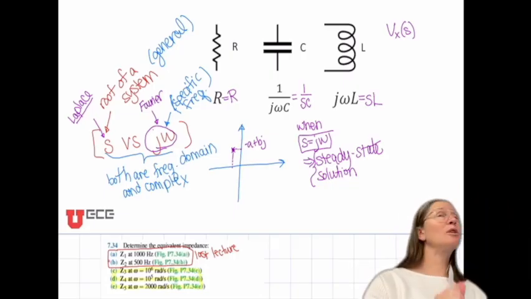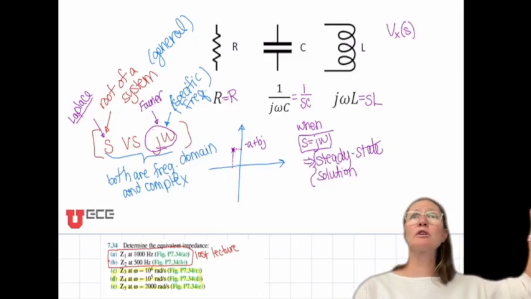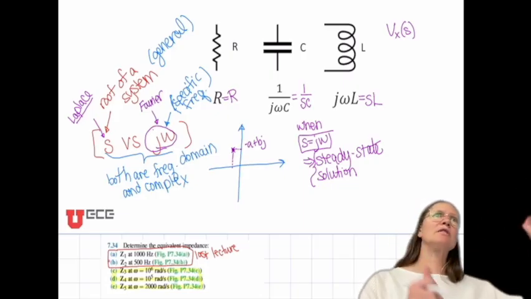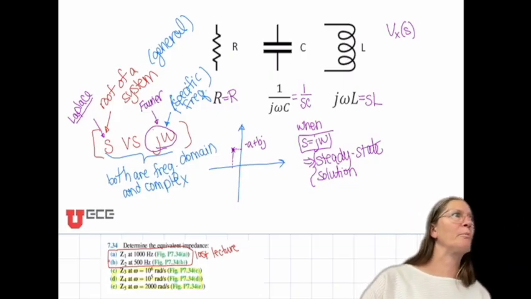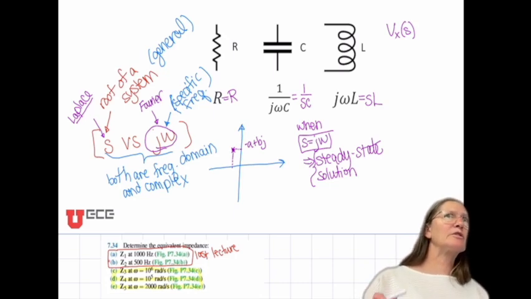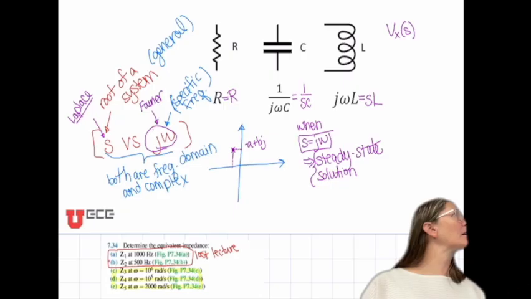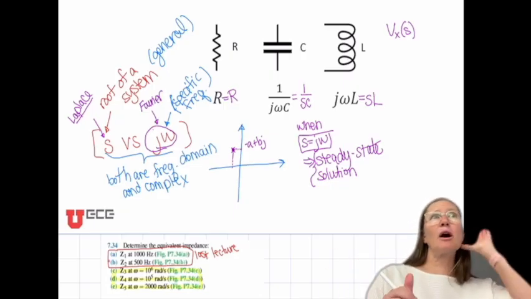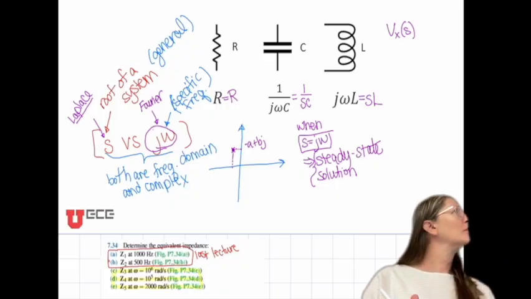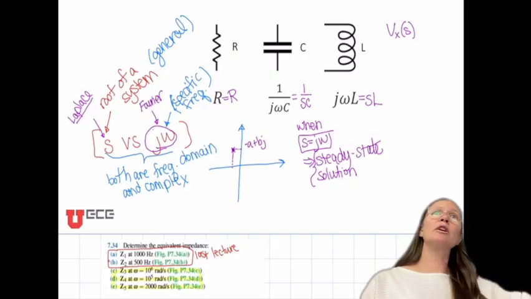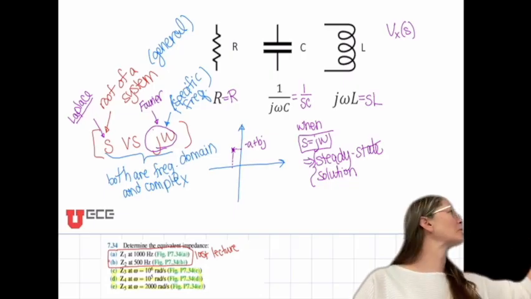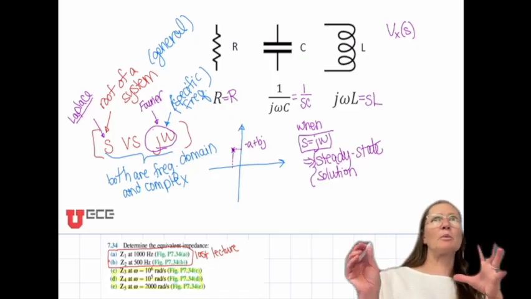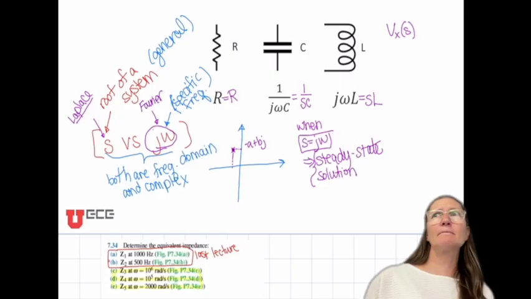So this is basically what 12.1 and 12.2 is going to talk about, is how do we look at these equations now with just an S variable. Any questions? S and j omega are pretty much interchangeable, just as long as we're talking about the steady state. So when I say we can just use the S variable to solve the circuit, or we can just use j omega, they mean the same thing for frequency. Does that make sense? Okay.